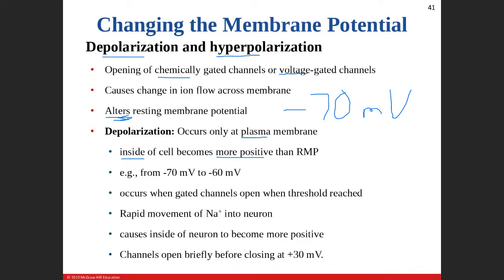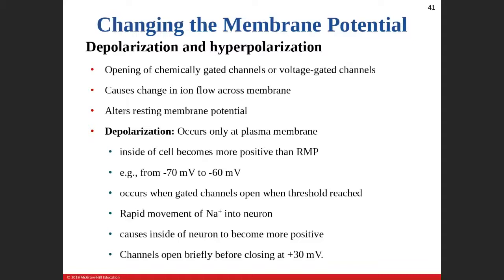Okay? So, is negative 80 millivolts more negative than negative 70 or more positive than negative 70? More negative, yeah, okay? Good. So is negative 60 less negative than negative 70 millivolts, or more positive than negative 70? Right, it's less negative. All right, good. I just want to make sure that we're all on the same page here.